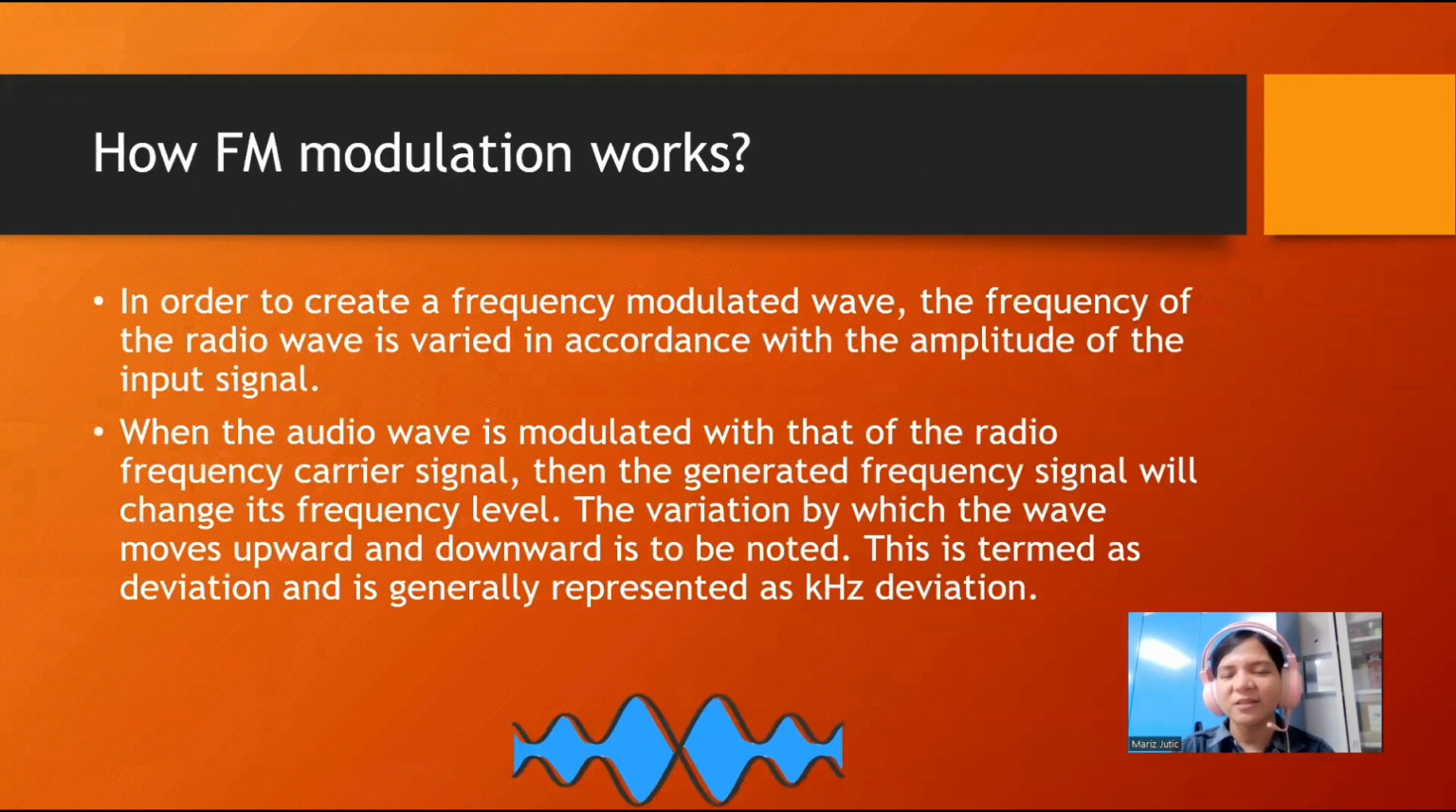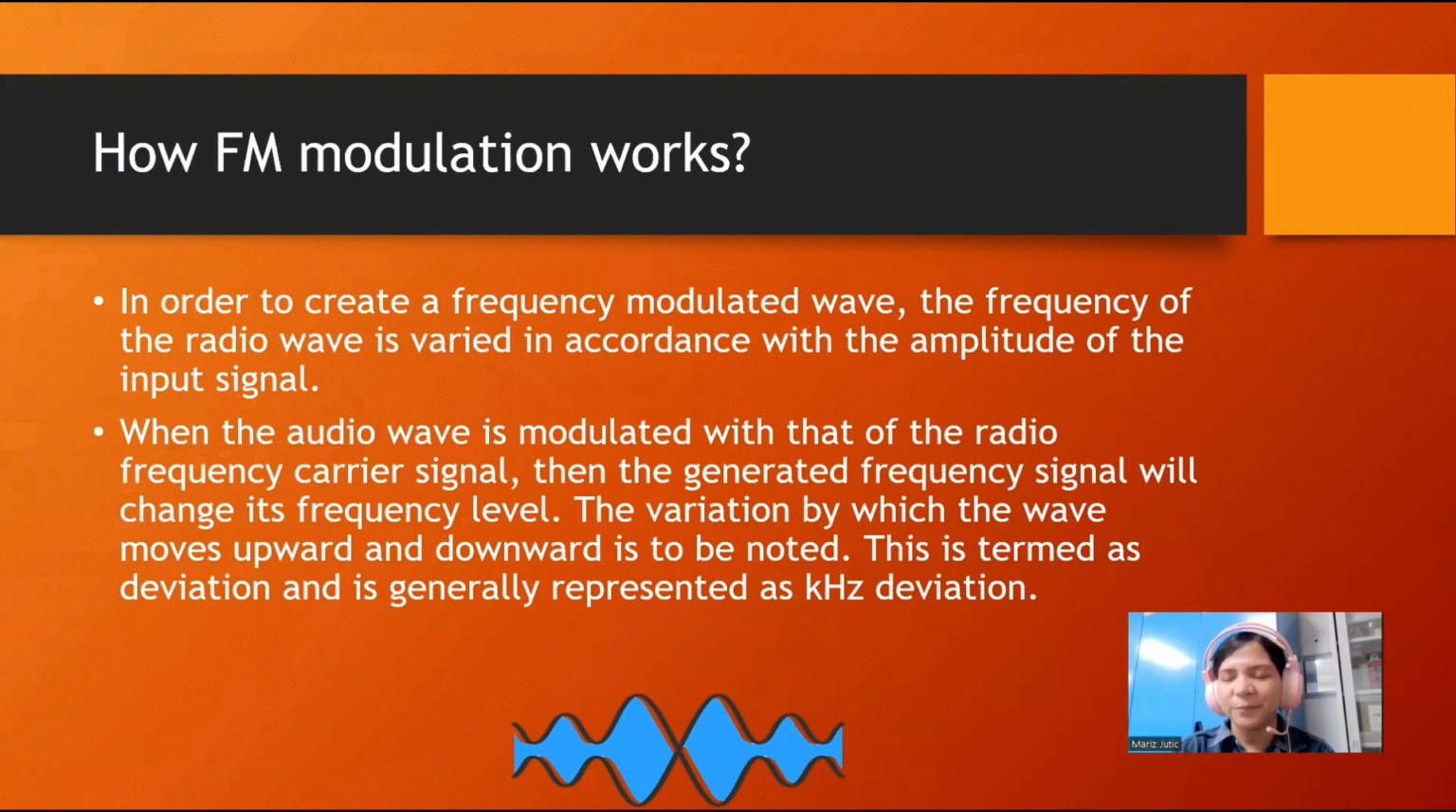How does FM modulation work? For example, in radio, in order to create a frequency modulated wave, the frequency of the radio wave is varied in accordance with the amplitude of the input signal. When the audio wave is modulated with that of the radio frequency carrier signal, then the generated frequency signal will change its frequency levels. The variation by which the wave moves upward and downward is to be noted. This is termed as deviation and is generally represented as kilohertz deviation.